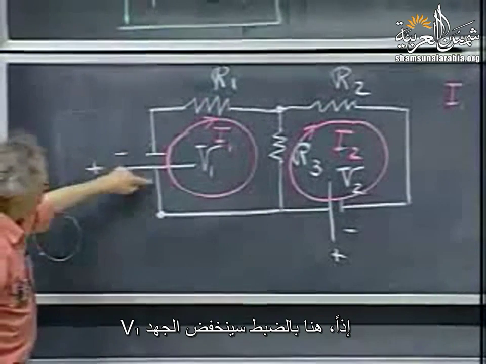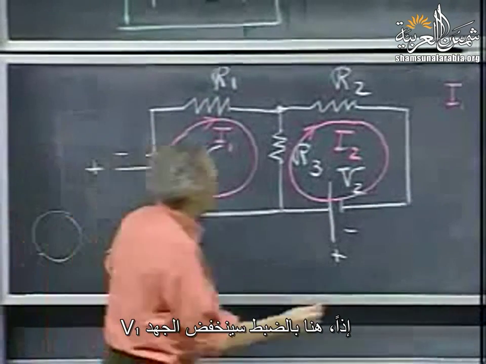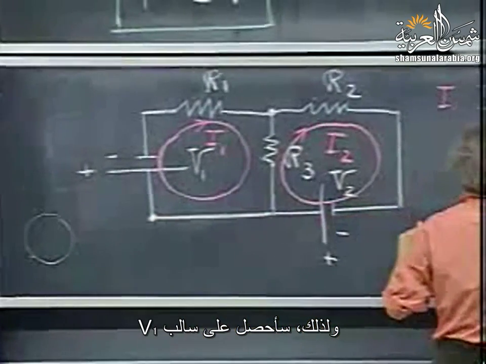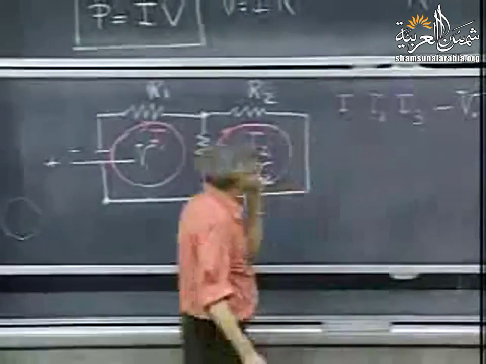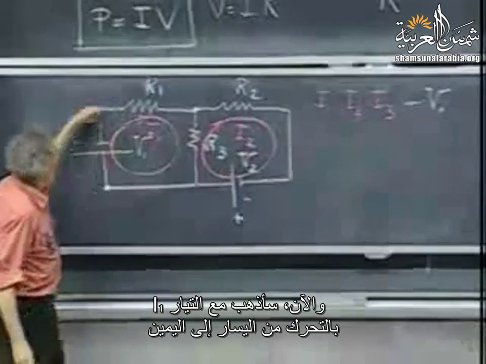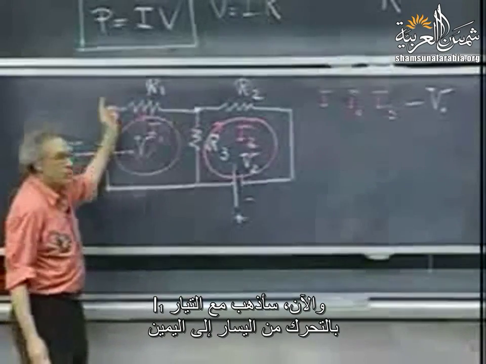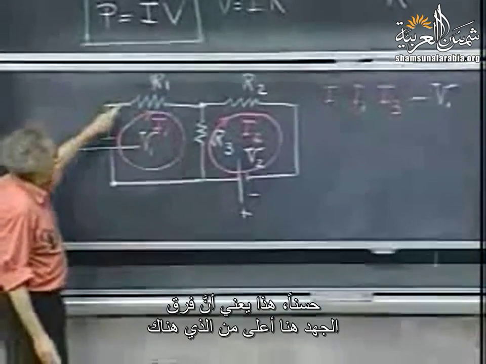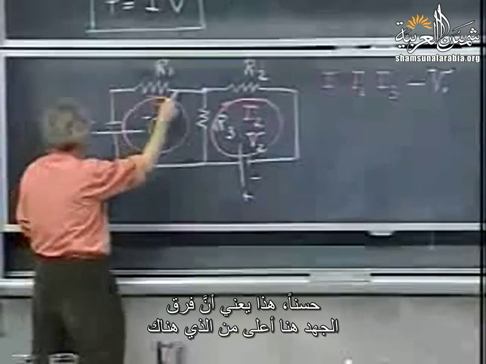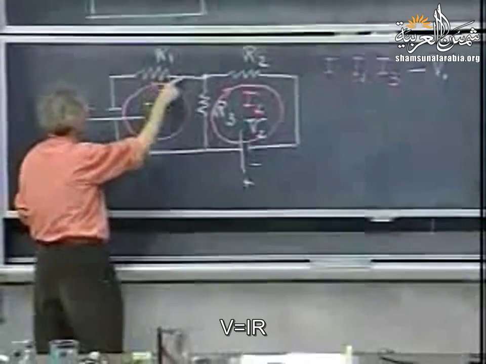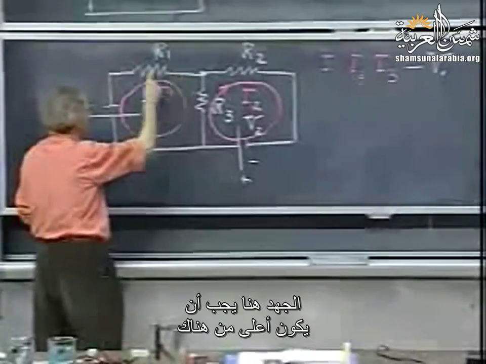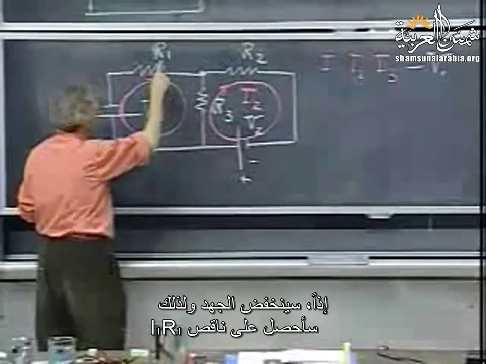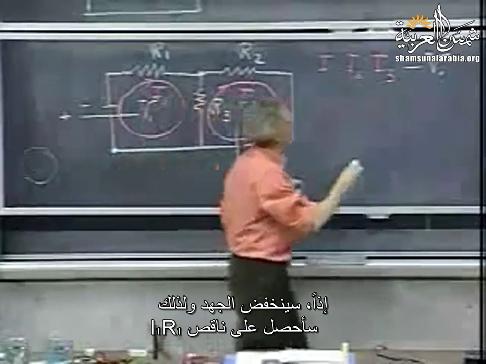So right here, I go down in potential, V1. So I get minus V1. Now I go with current I1 in the direction from left to right. So that means that the potential here must be higher than there. V equals IR. Potential here must be higher than there. So I go down in potential, so I get minus I1 R1.